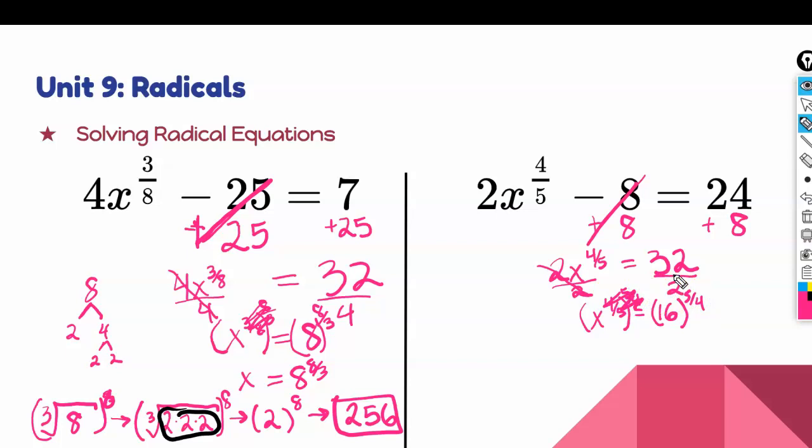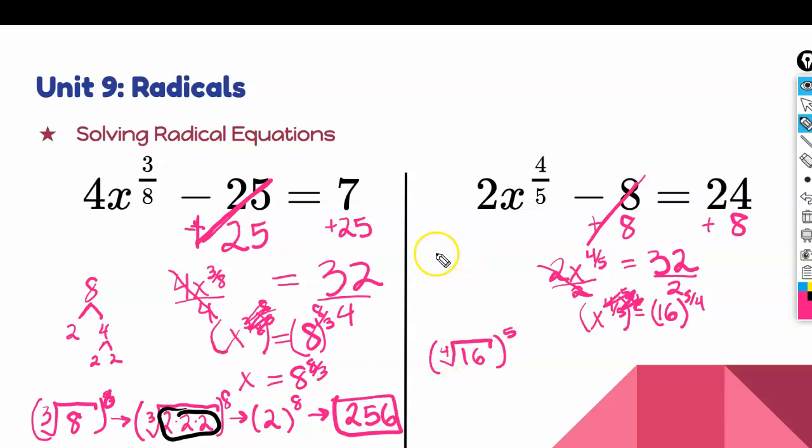Wow, I swear we did this in the notes. I feel so dumb. I literally took this from the note slide. Guys, what a world. So then I take this and I rewrite it as 4th root of 16 to the 5th power.